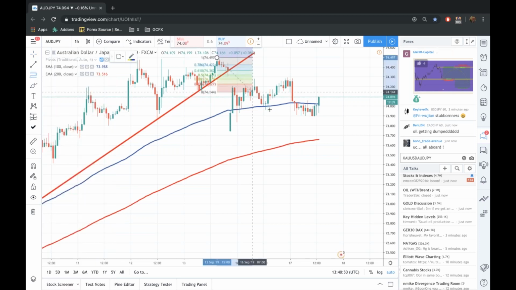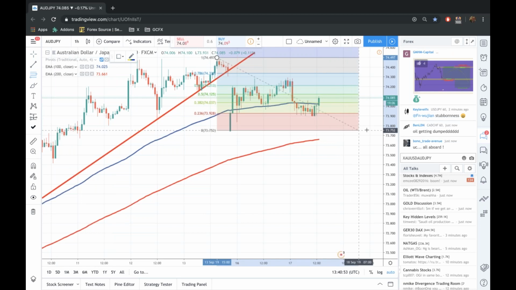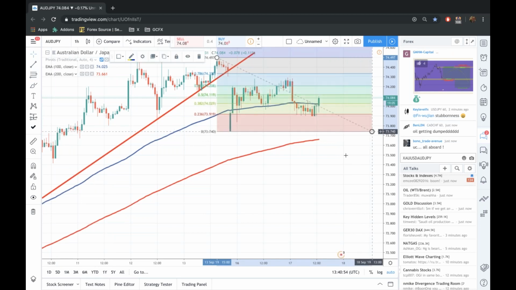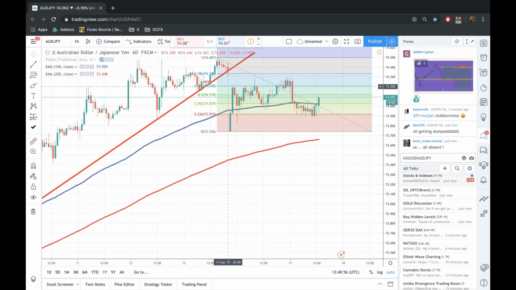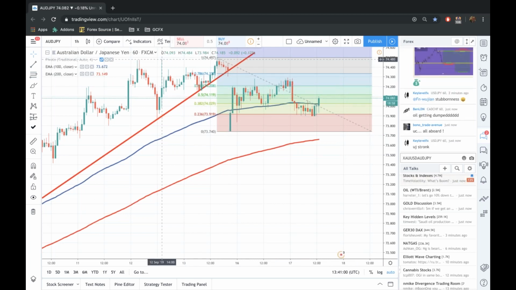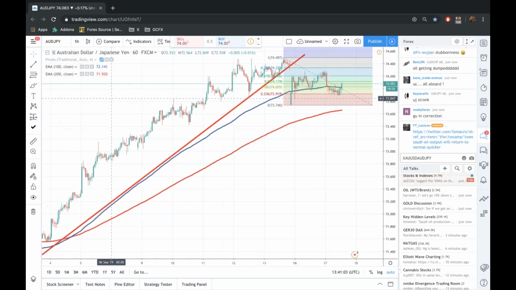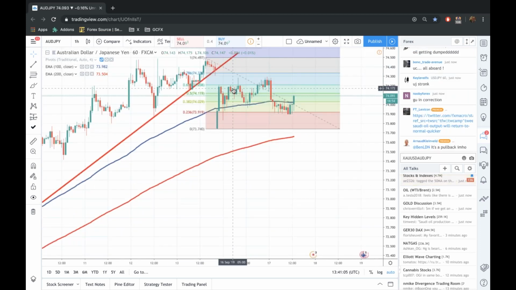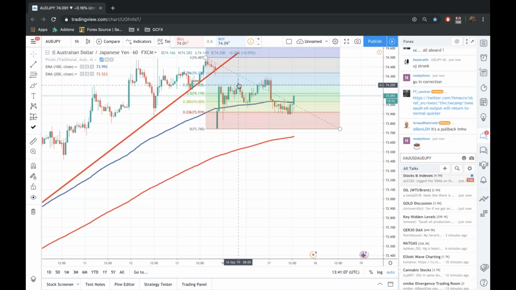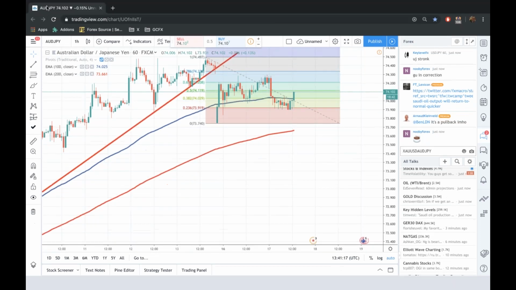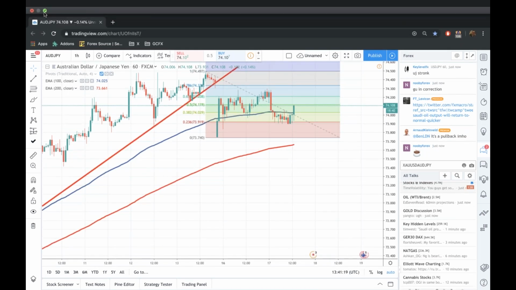So anything back up to here, 7420, 7430 region would potentially be another place to enter short. 7420, 7430, stops above recent highs, 7450, 60, with profit taking down here, 7390 would potentially make sense on the Australian dollar Japanese yen pair.